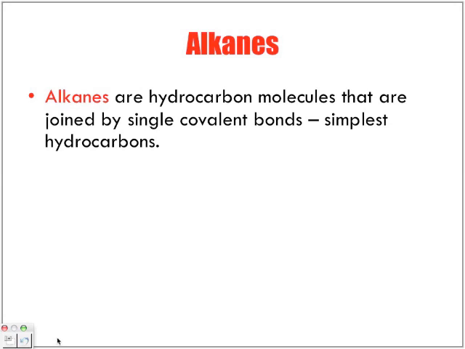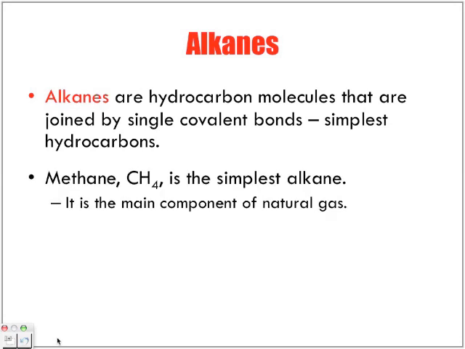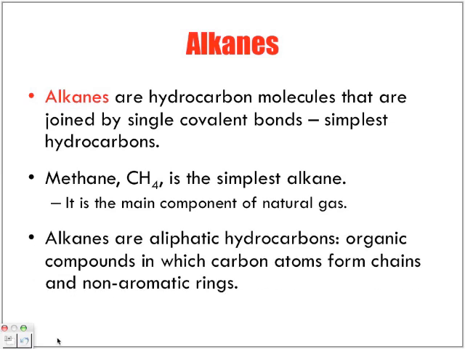can only bond once. Now, methane, simplest of all the alkanes. So it's carbon, with its 4 valence electrons, that can bond with 4 other hydrogens. And it's a main component of natural gas. So methane is the smallest alkane hydrocarbon that we can actually put together. Alkanes are aliphatic hydrocarbons, which are organic compounds in which carbon atoms form chains and non-aromatic rings.